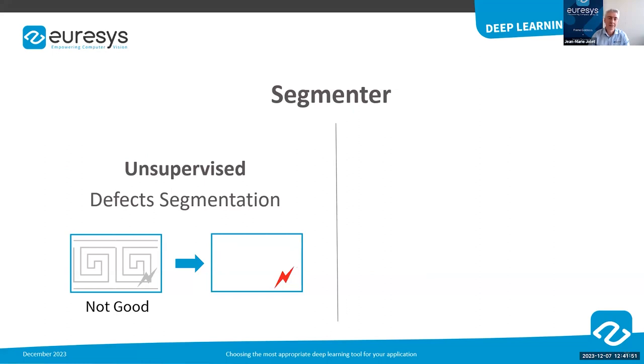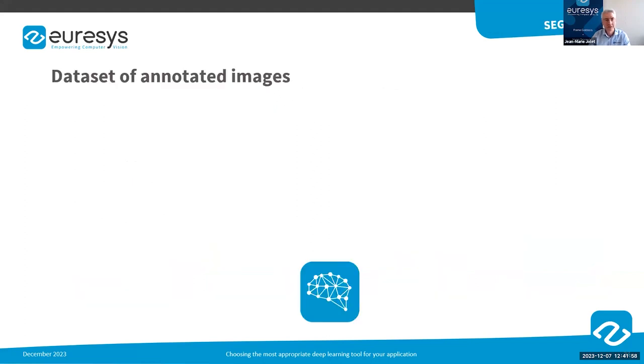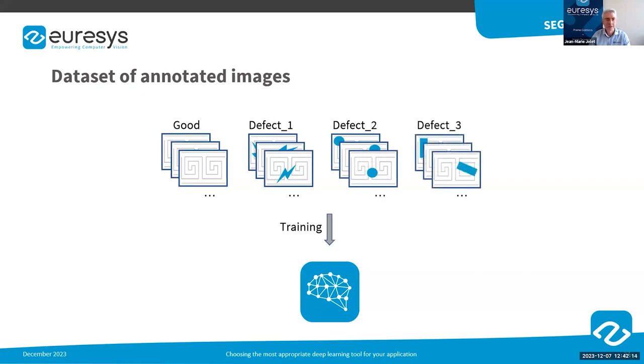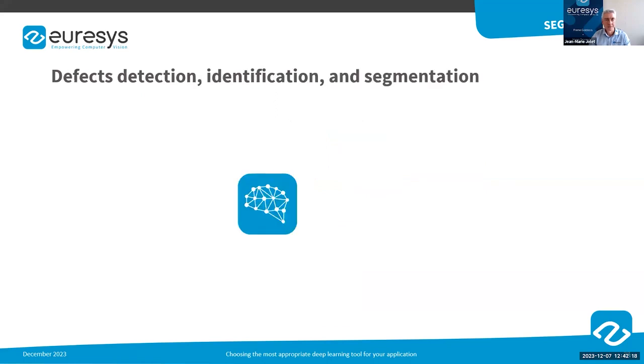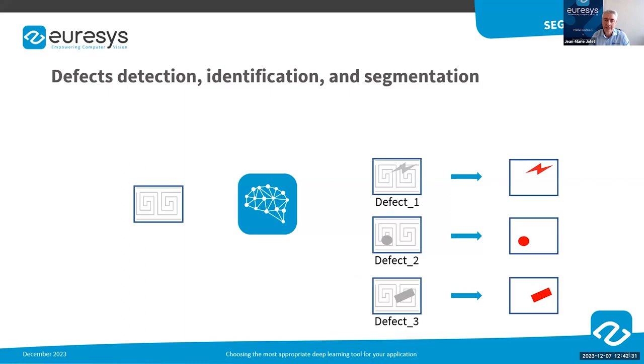The second type of segmenter is called the supervised segmenter, and it is used for semantic segmentation. It works by learning a model of what a good product is, and what a defect is. And this is done by training the neural network with images that are annotated with the expected segmentation. After the training, the supervised segmenter can identify products that contain defects and very precisely pinpoint where they are in the image. So the supervised mode can achieve better precision and can segment more complex defects than the unsupervised mode, thanks to the knowledge of the expected segmentation, of course.